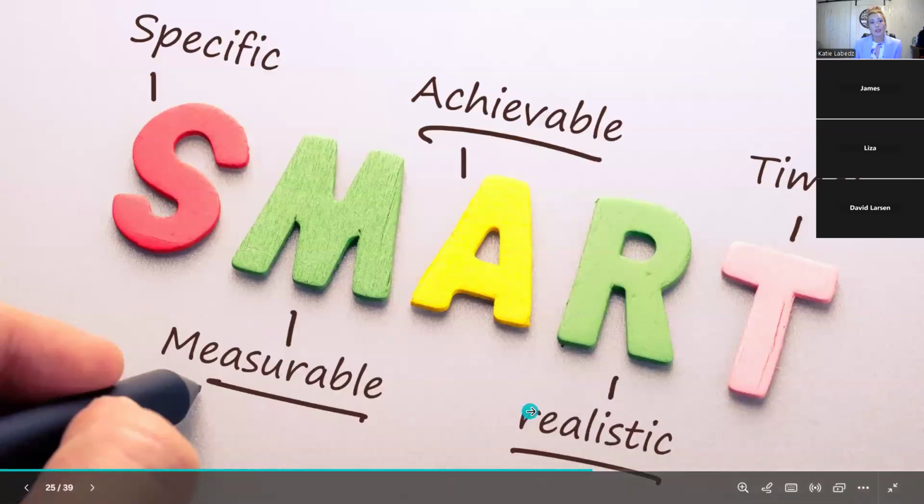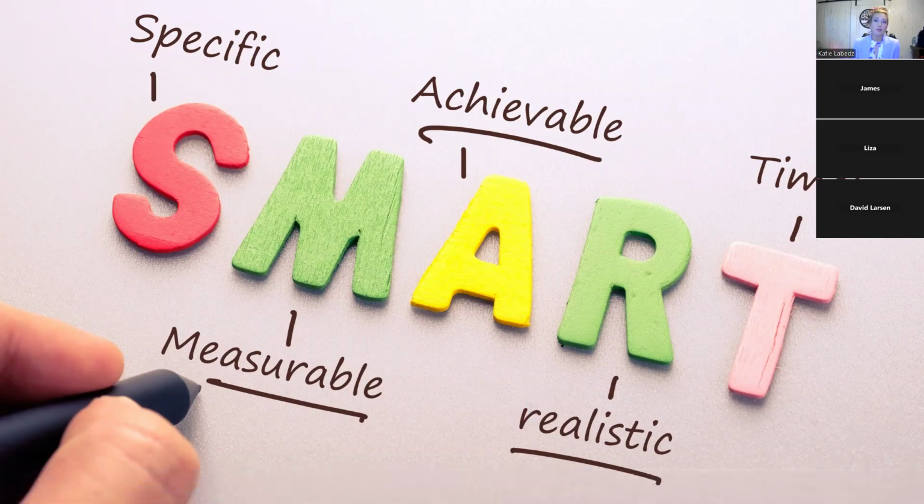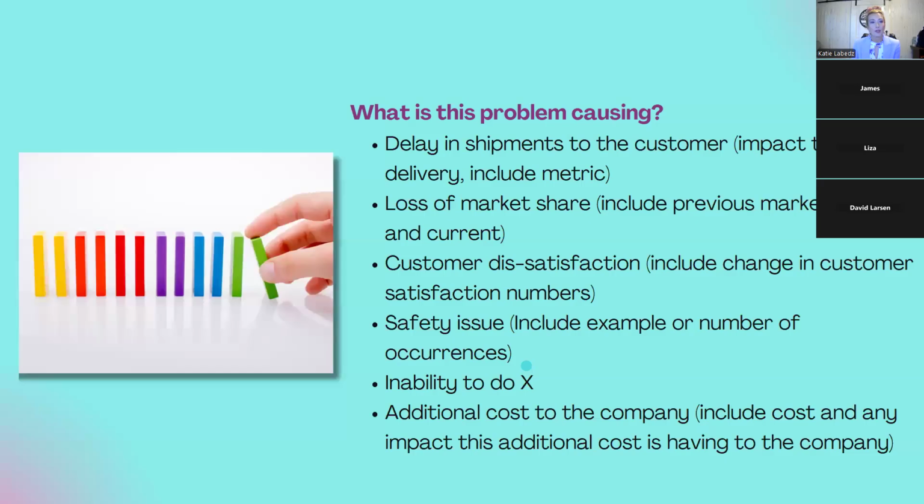Now, some people, it is more relatable for them to refer back to SMART goals. Some people have been trained on SMART goals and some people have not. So SMART goals stand for specific, measurable, achievable, realistic, and timely. So if that helps you to write your goal statement, just refer back to your previous experience with SMART goals.